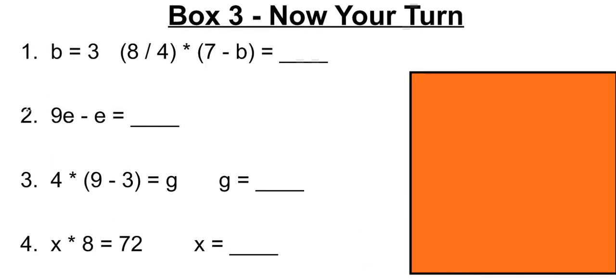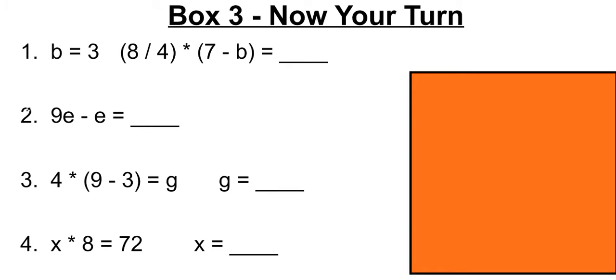In box number 3, it's now your turn to show me what you can do. So notice the first one is an evaluate problem. We have b equals 3, and then our equation is parentheses 8 divided by 4, and then times the next set of parentheses, 7 minus b.